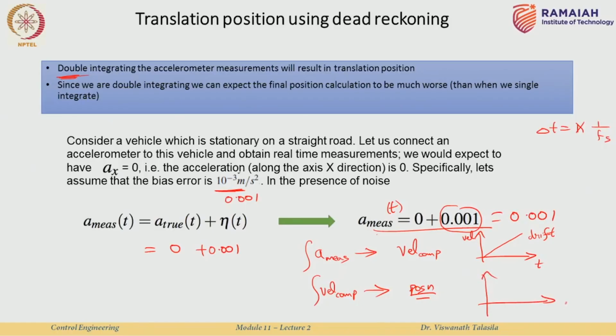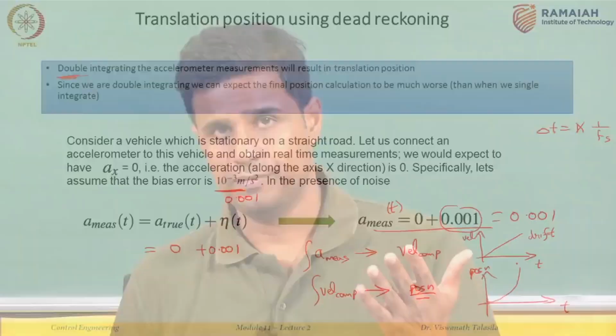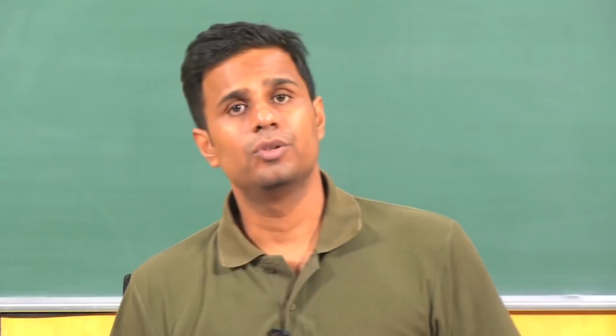Now, remember that we are double integrating the acceleration. So, it means that we take this linear drift over here, integrate it one more time, and what you are going to get is actually a parabola. Okay. Single integration results in a linear drift, double integration results in a parabolic drift. That is what we are going to see over here.